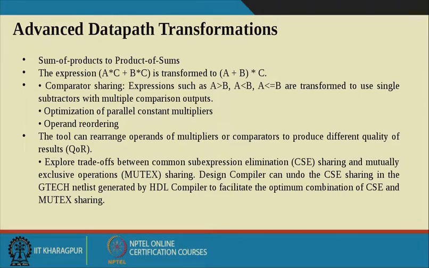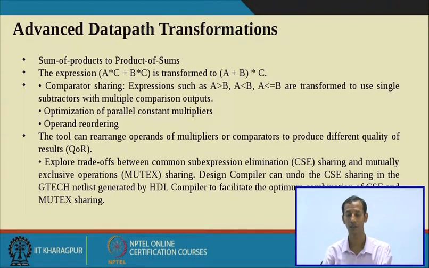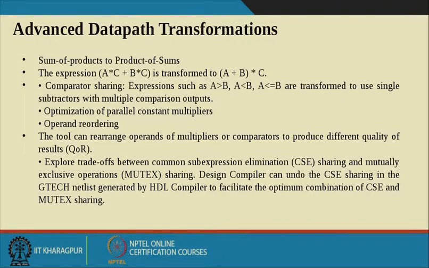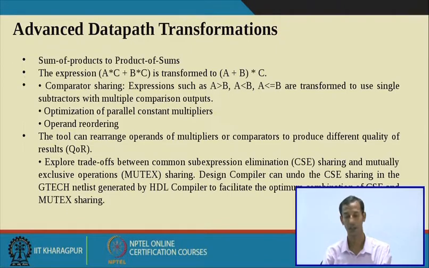So advanced data path transformation, how can you do it? Advanced data path transformation can be done from sum of products to product of sums. So if one expression is there, that is A star C plus B star C, it will be transformed into A plus B star C. So here the sum of products is changed to product of sums, that means A plus B. If D is there, then C plus D, something like this.